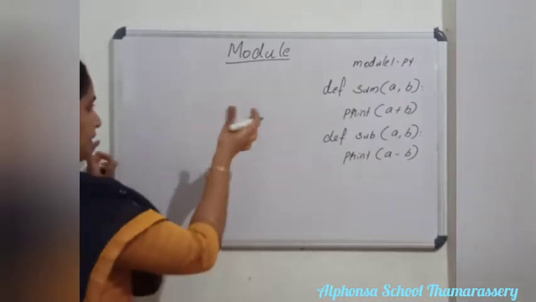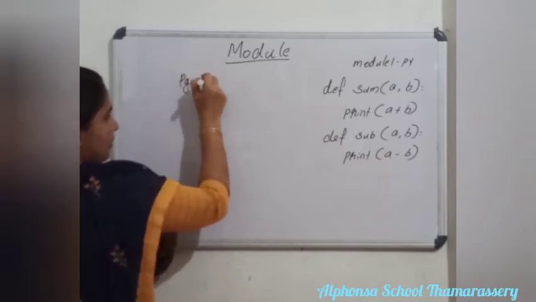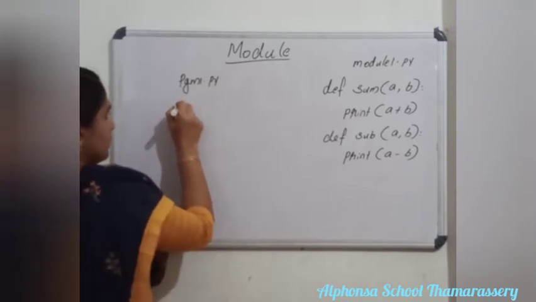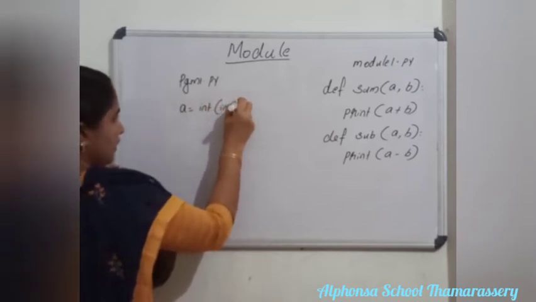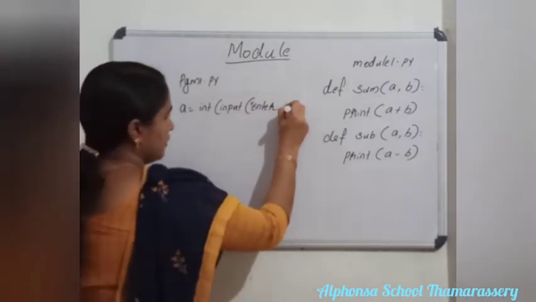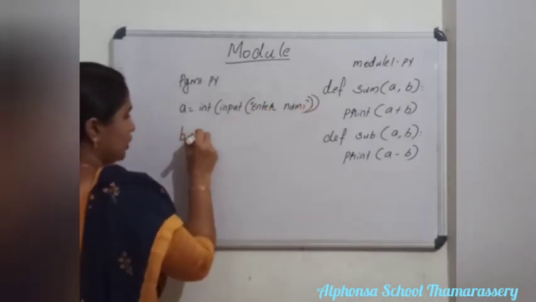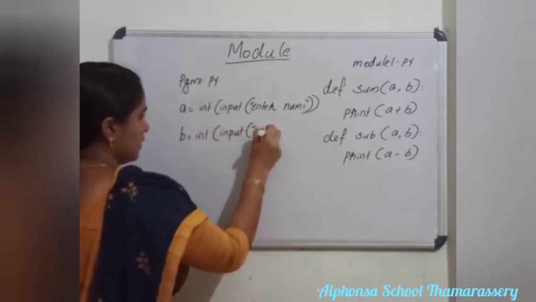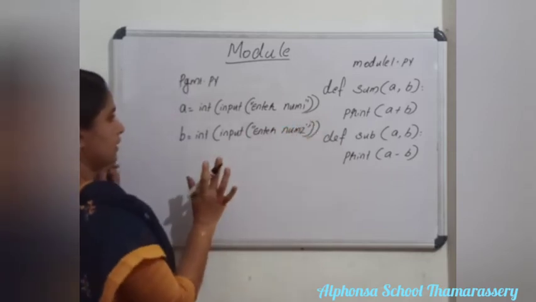Let me write another program. My program's name is pgm1. Then a equal to int input, enter num1, b equal to int input, enter num2. Two numbers are entered.